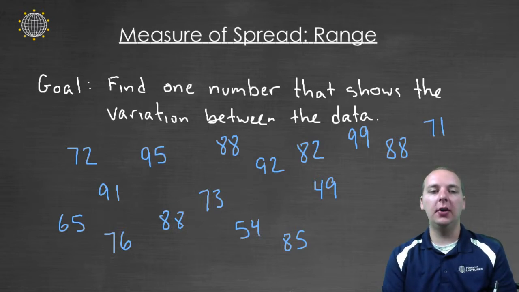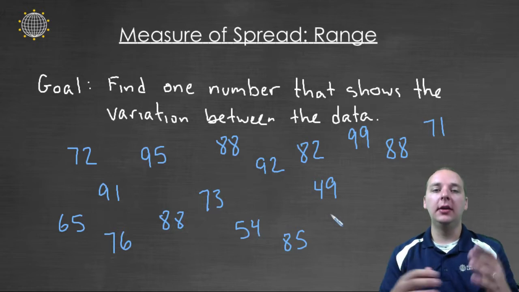In this example here, we've got a lot of different test grades that some algebra students took, and we see that some students scored very high in the 90s, scored high A's, and some students did somewhat poorly. They scored in the 60s and the 50s. I even see one student here scored in the 40s. So how do we find one number that represents how varied these data points are?